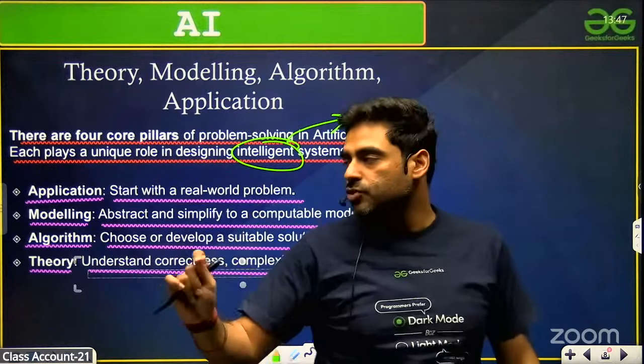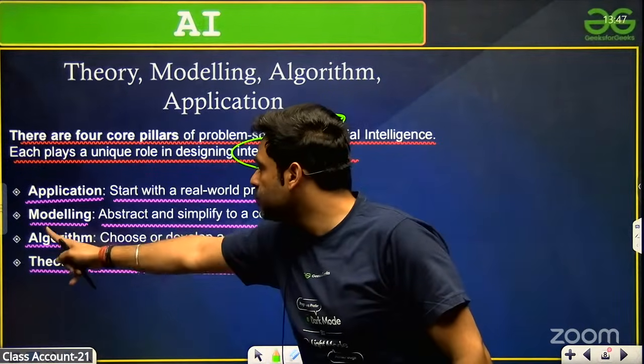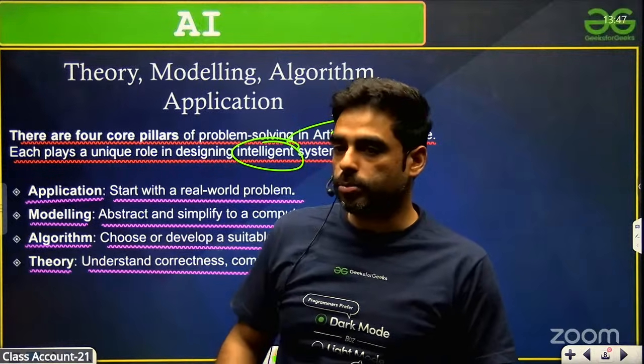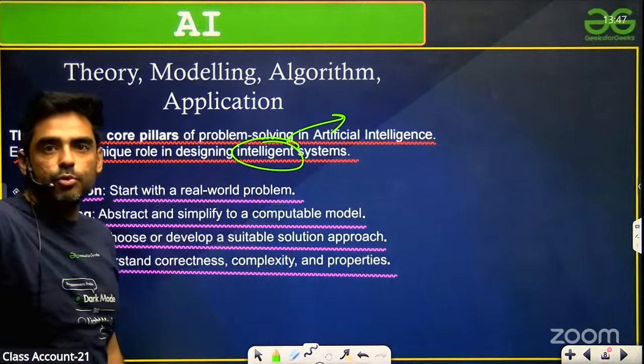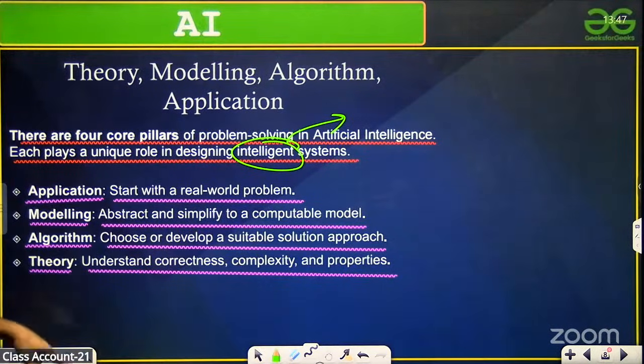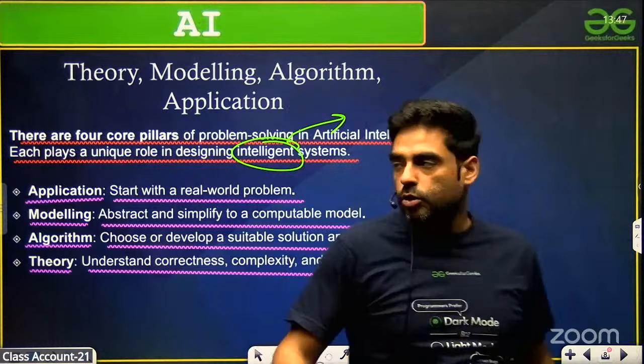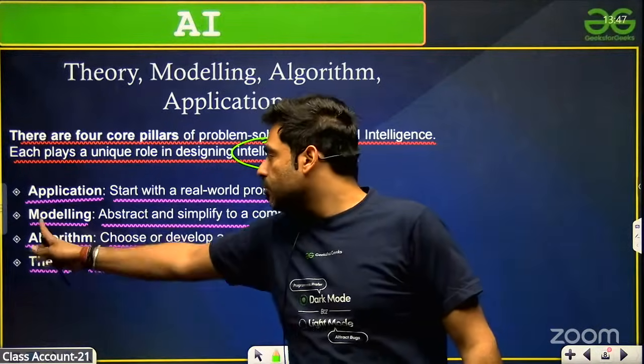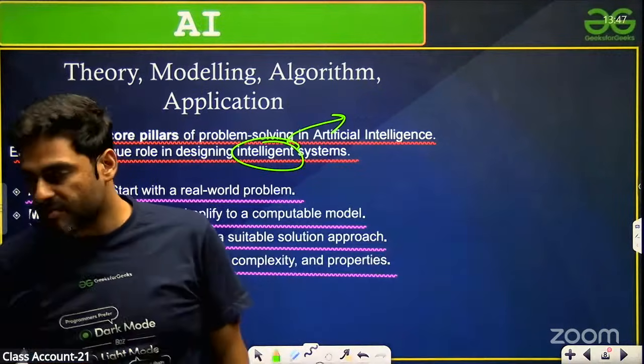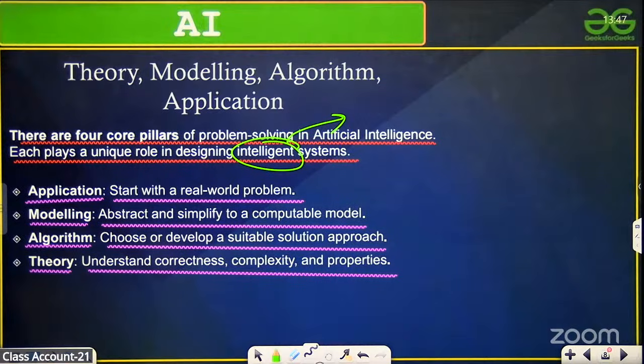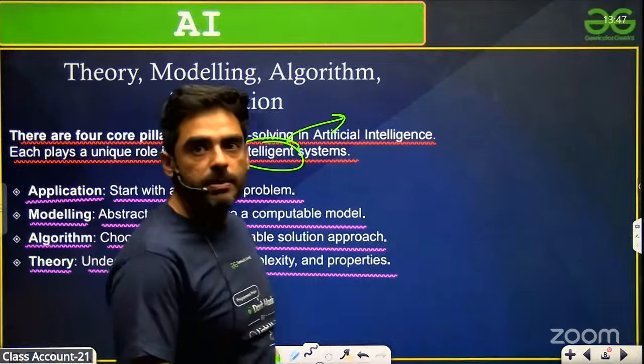So guys, you have to just write these four words in the formula sheet: application, modeling, algorithm, theory. Nothing you have to explain, you only have to write these 4 words. 4 pillars of AI: application, modeling, algorithm, theory. Yes, neural network is a part of machine learning, that is not a part of AI.